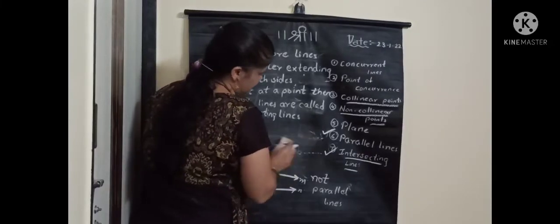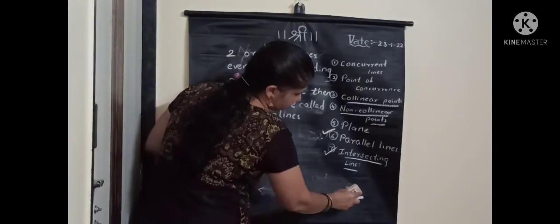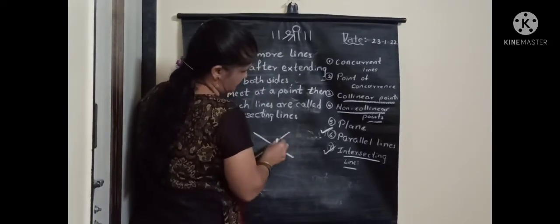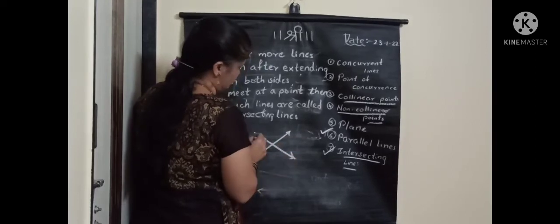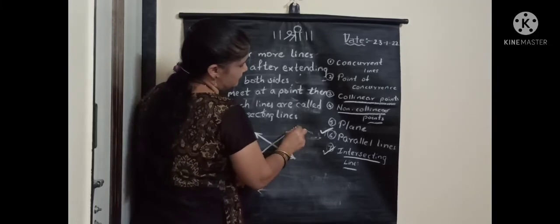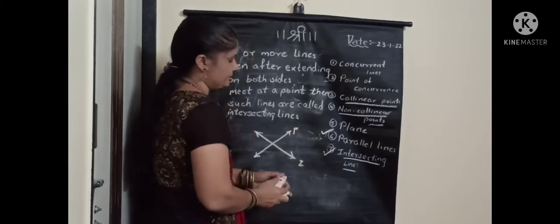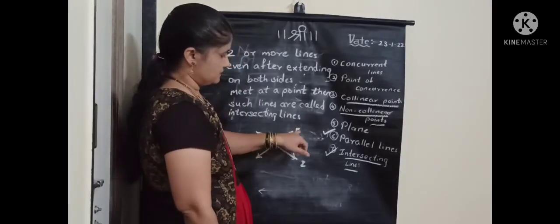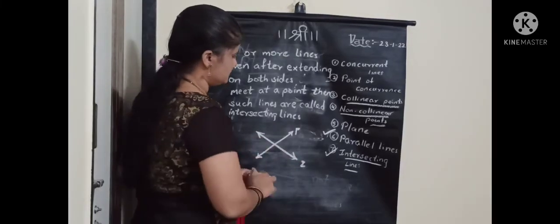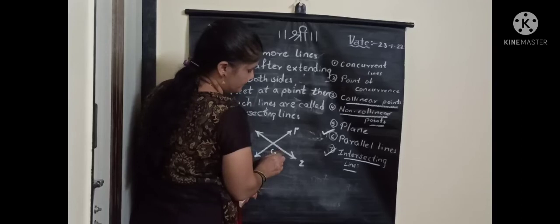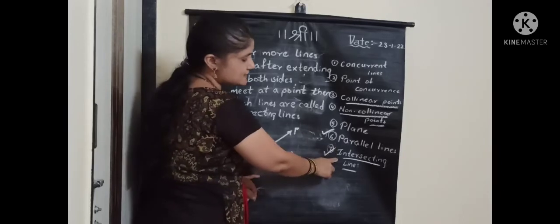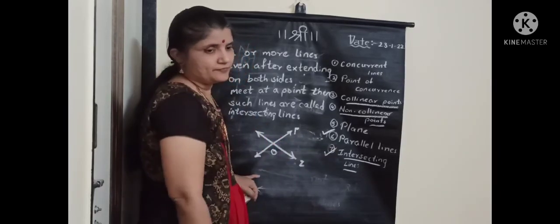Now I will show you the figure of intersecting lines. Line P and line Q. Now look at this figure. Line P and line Q cross each other, or meet at a point O. So line P and line Q are called intersecting lines.